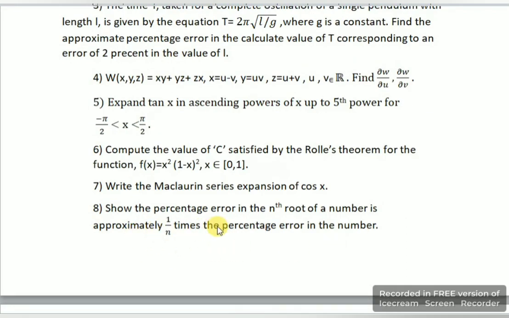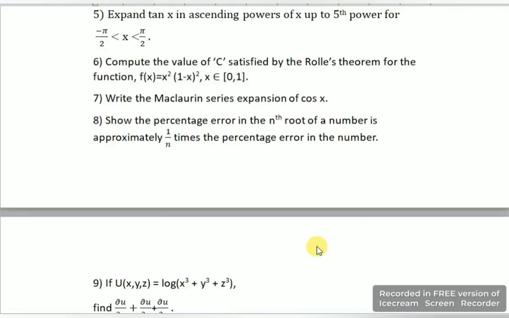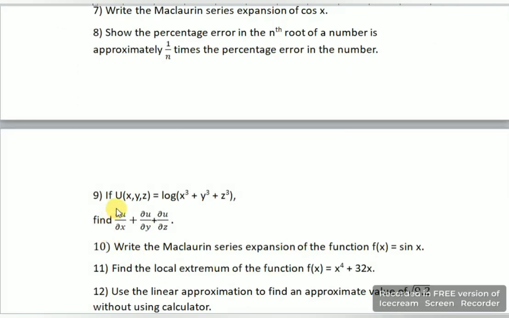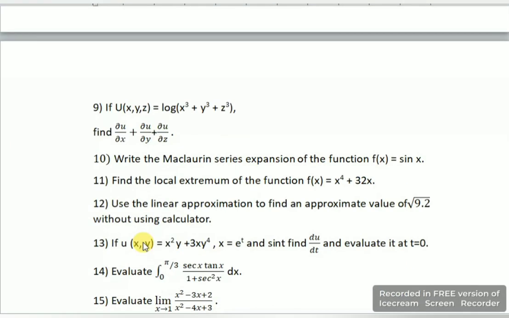Next one, show that the percentage error in the nth root of a number is approximately 1/n times the percentage error in the number. Next one, if u(x, y, z) = log(x³ + y³ + z³), find ∂u/∂x + ∂u/∂y + ∂u/∂z. Next one, write the Maclaurin series expansion of the function f(x) = sin x.